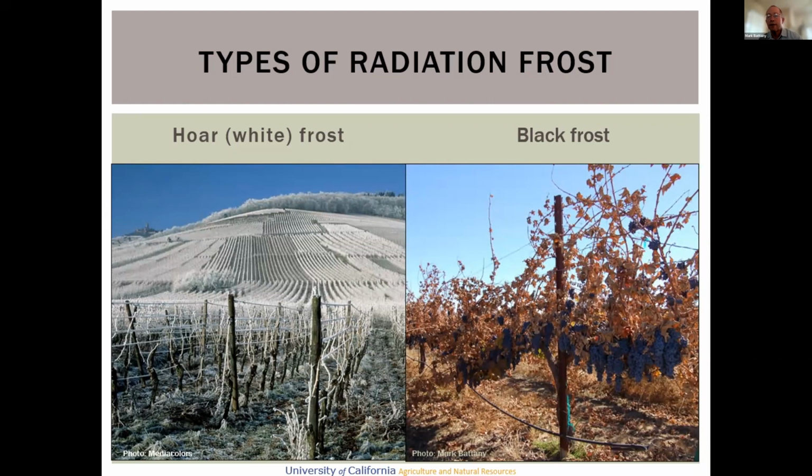On the right, it also got very cold, but it did not reach the dew point, so there was no ice forming. The impact on the plants is the same. You still have the damage occurring, but the appearance is very, very different. So typically in California, we're going to see the black frost type conditions. So just in case you hear those terms, you know what they are referring to.